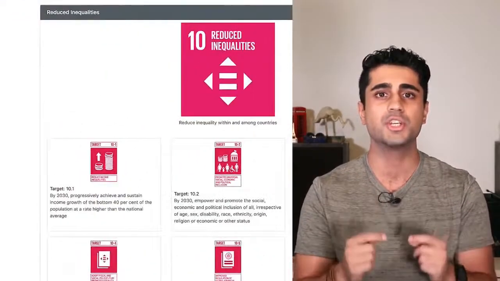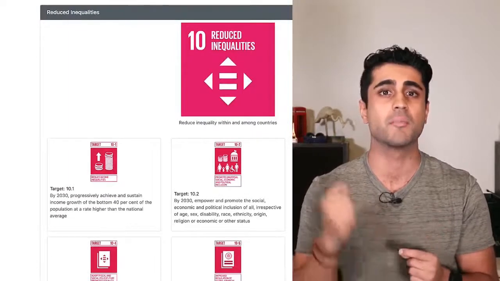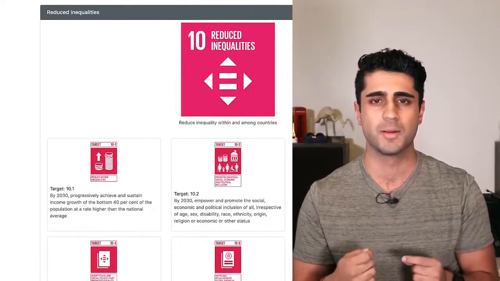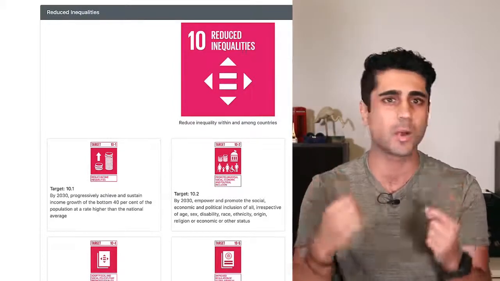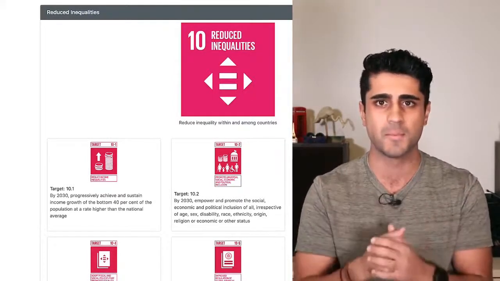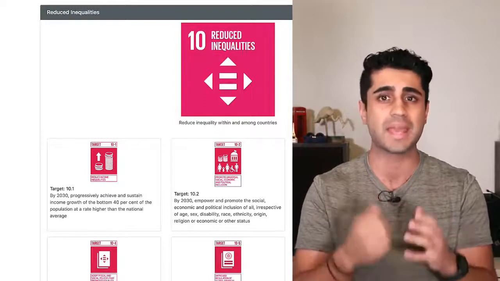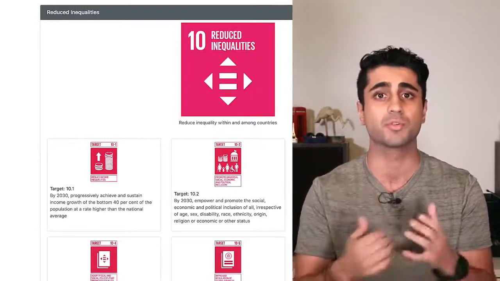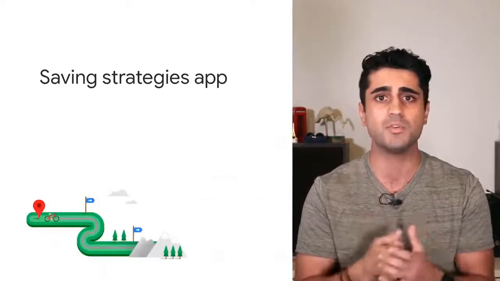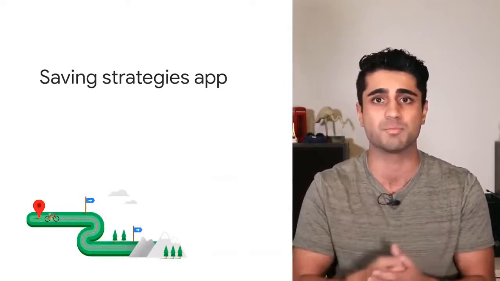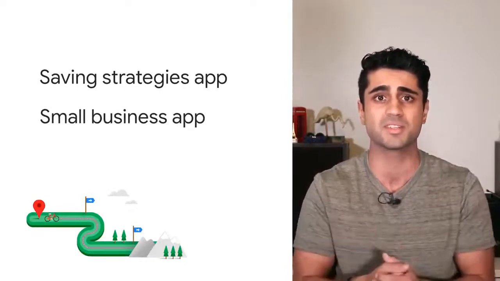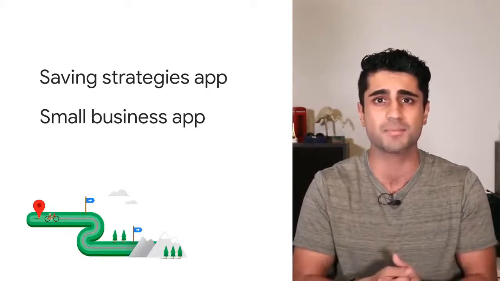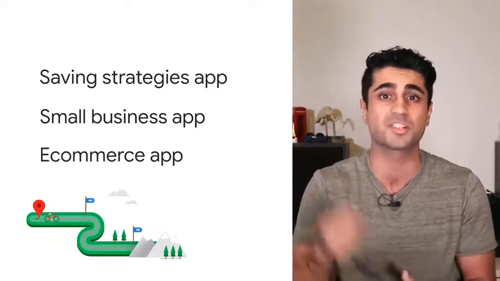Target 1, achieve and sustain income growth for the bottom 40% of the population at a rate higher than the national average. What a well-defined target. Okay. So now you can start brainstorming again on how you can achieve progress through technology here. Maybe you can build an app or a platform that educates people on financial and saving strategies. Or maybe you can help small businesses grow through education apps or e-commerce and marketing apps that are specific to your community.